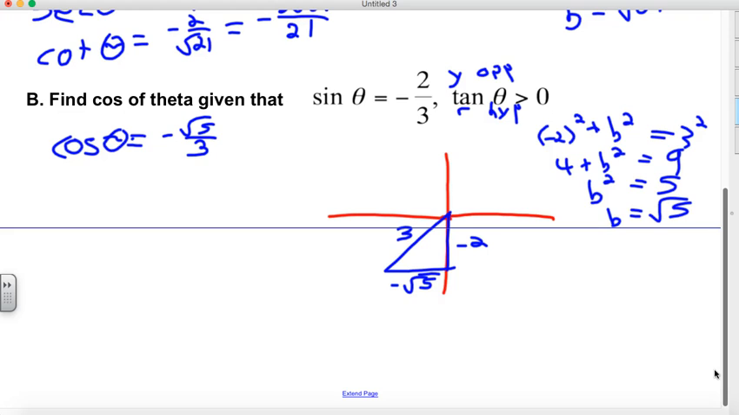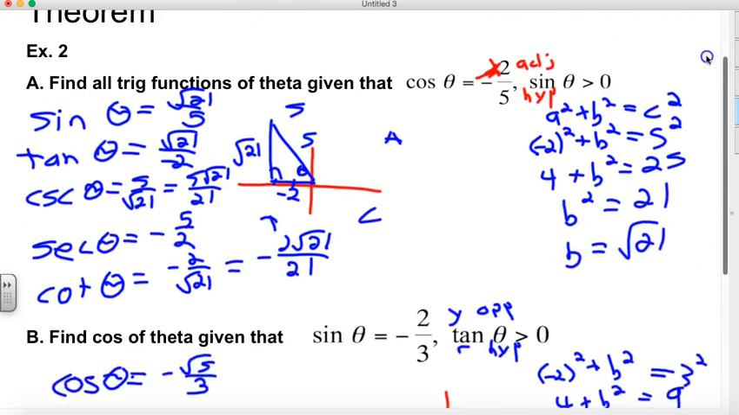Okay, so you've got to pay attention with the quadrant to know whether you're going to use positive or negative when you take the square root in the Pythagorean theorem. How'd you get the cosine? Cosine is the x coordinate. The x coordinate right here is negative square root of 5 to get out here, right? So it's the x coordinate over the hypotenuse. Make sense?